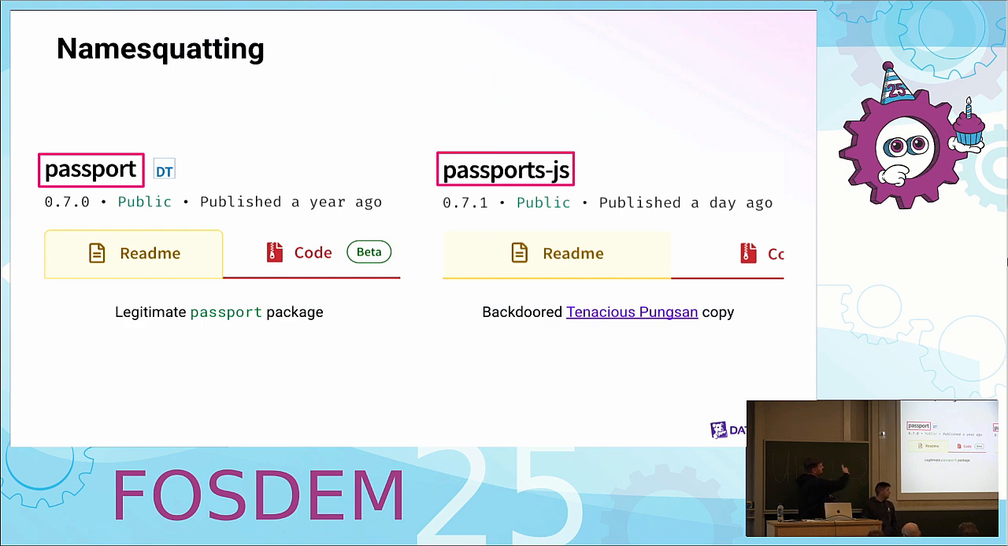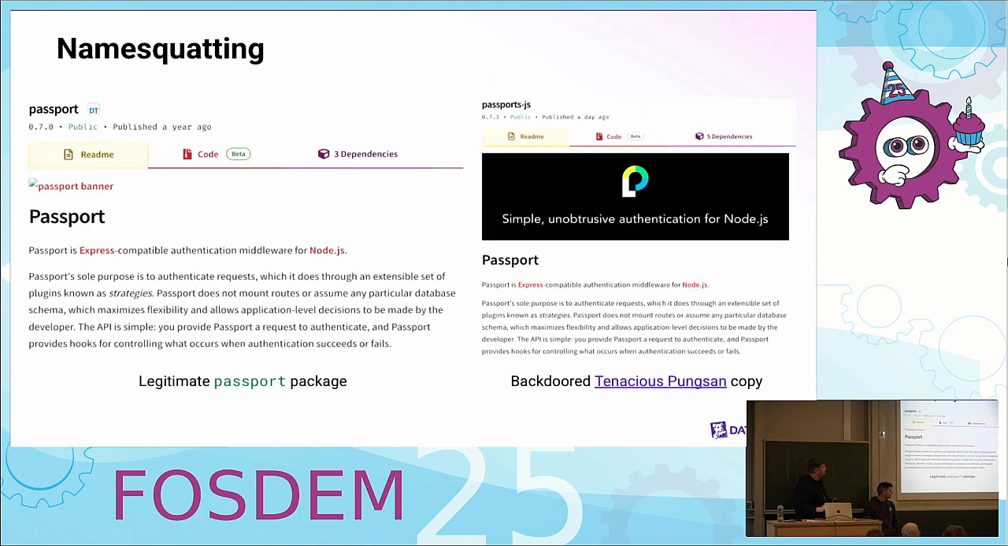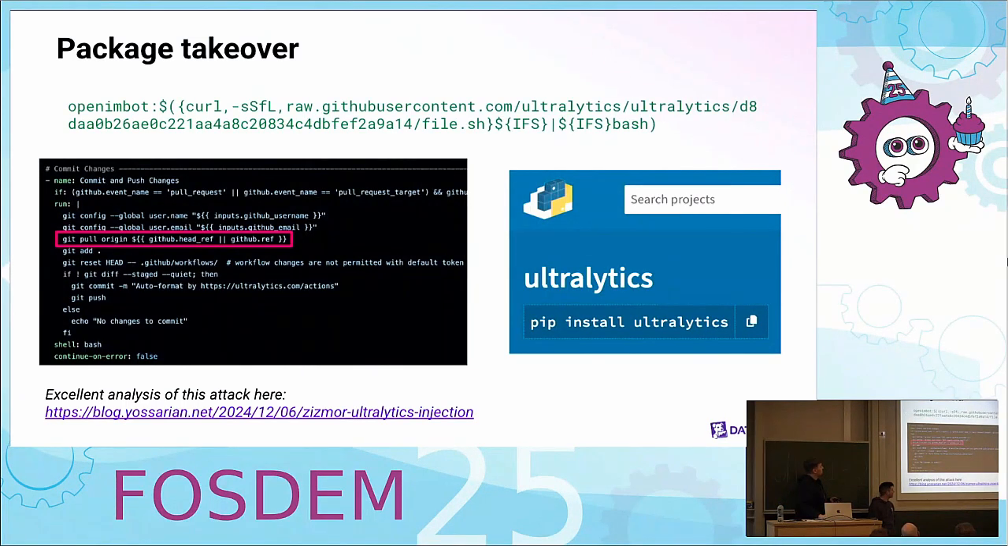So you can see, very simply, passports.js. Otherwise, if you look at the readmes, they're exactly the same, although the graphic didn't load on the left. But you just copy the code, backdoor it, and upload it with a similar name, right? Not very sophisticated. On the package takeover side, the stuff tends to be more interesting, right?